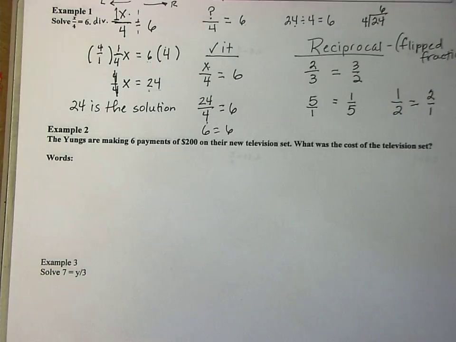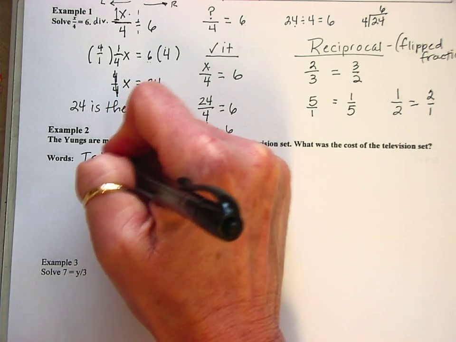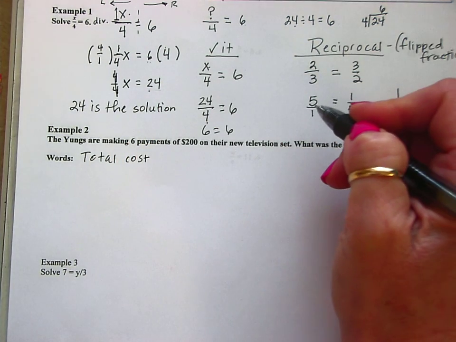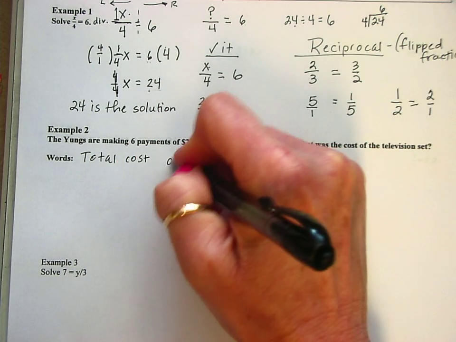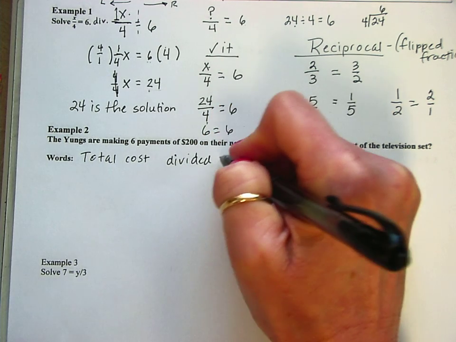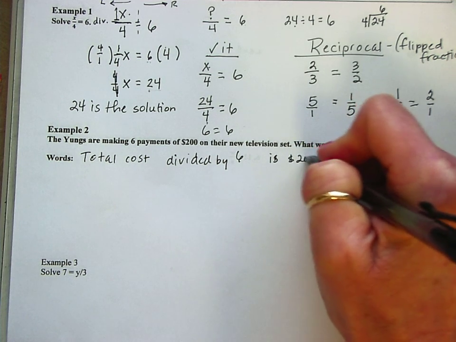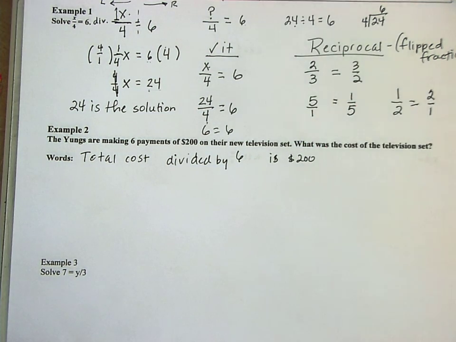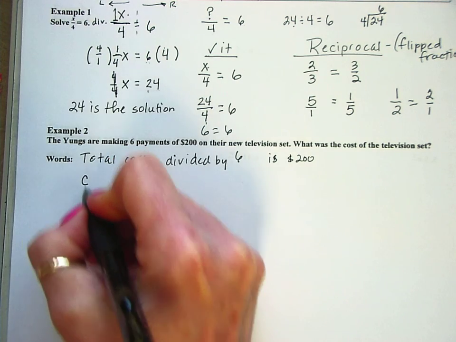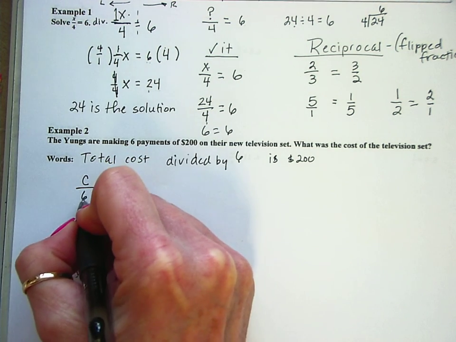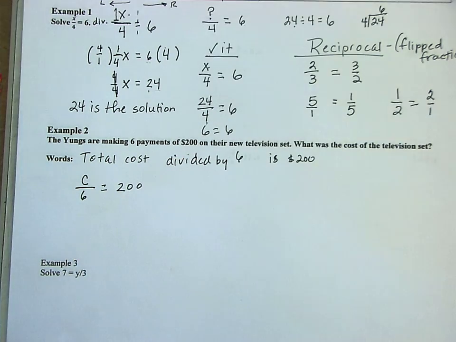All right, look at example number 2. The Youngs are making 6 payments of $200 on their new television set. What was the cost of the television set? Okay, so we have total cost divided by 6 is $200. All right, so our equation would actually be C divided by 6 equals 200.